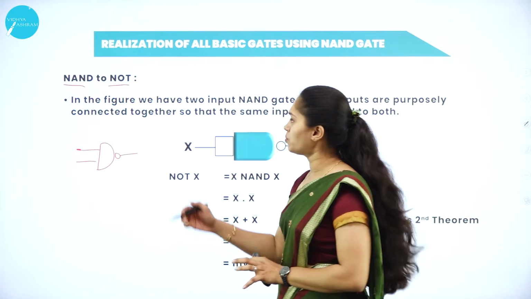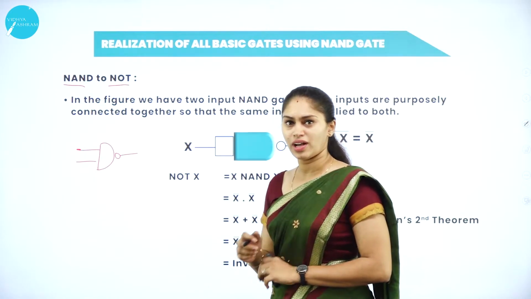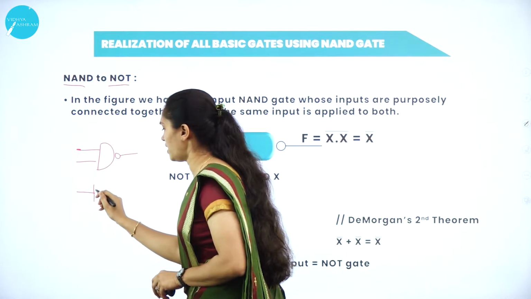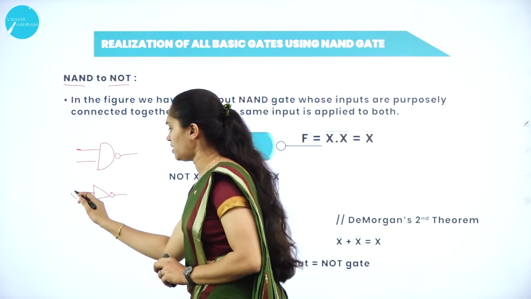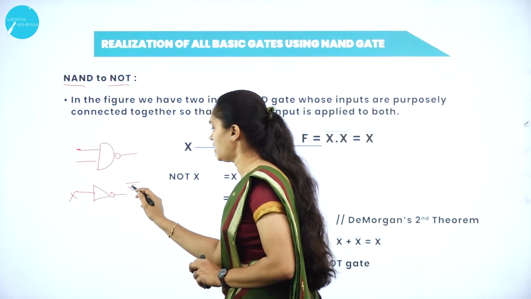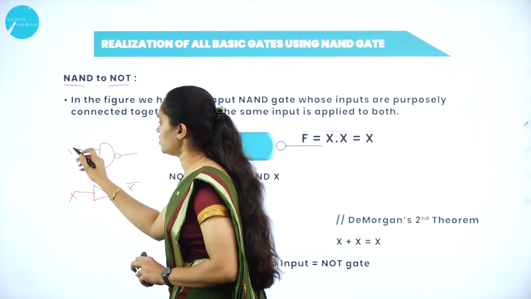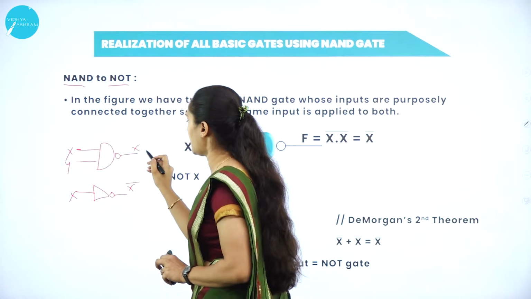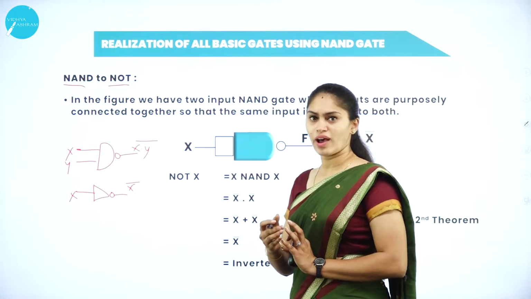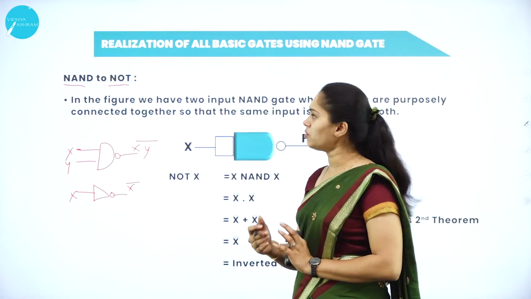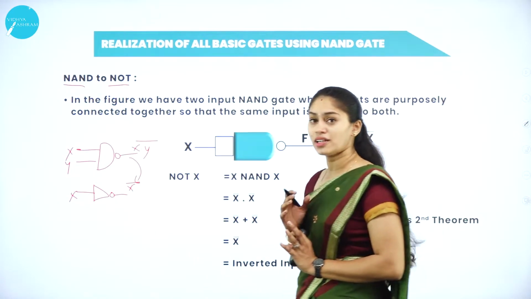What must be my output? That is NOT gate. How many inputs and how many outputs will NOT gate have? It will take only one input and produce only one output. For example, if my input is x, then the output will be x complement. So this is what you have to understand. When it comes to this NAND gate, x and y, here x dot y whole bar. This is the basic thing that you have to understand. Now we'll see how I am going to convert this NAND gate into this NOT gate.